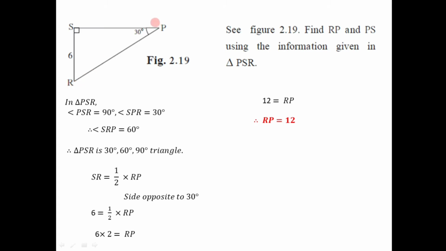Now we have to find the length of PS. As side PS is side opposite to angle R, and measure of angle R is 60 degrees, that's why we should use the theorem of 30-60-90 degree triangle again. As the side opposite to 60 degrees is root 3 by 2 times the hypotenuse, that is PS is equal to root 3 by 2 into hypotenuse RP. Now this time we have the length of RP, so we should replace here RP by 12. This PS is equal to root 3 by 2 into 12.